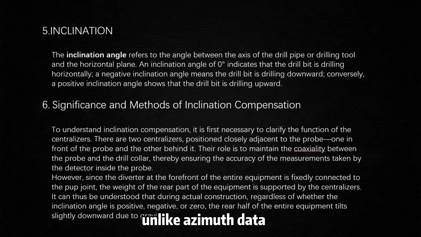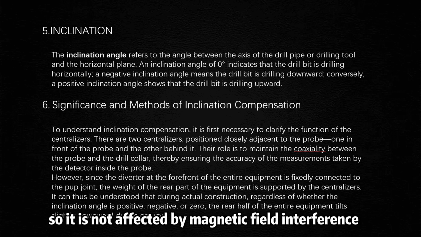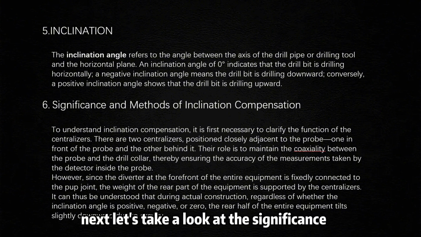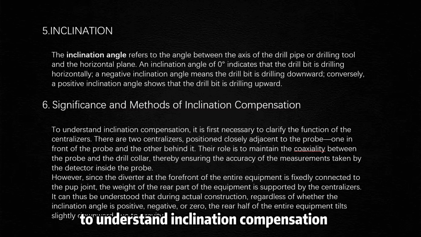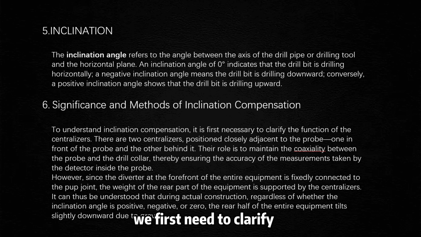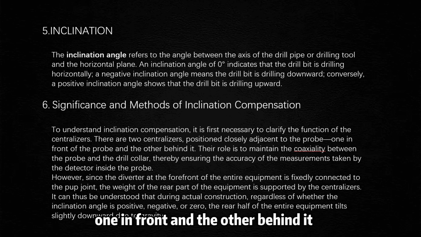Unlike azimuth data, this value is not obtained through magnetic measurement principles, so it is not affected by magnetic field interference. Next, let's take a look at the significance and methods of inclination compensation. To understand inclination compensation, we first need to clarify the function of the centralizers. There are two centralizers, positioned closely adjacent to the probe, one in front and the other behind it.